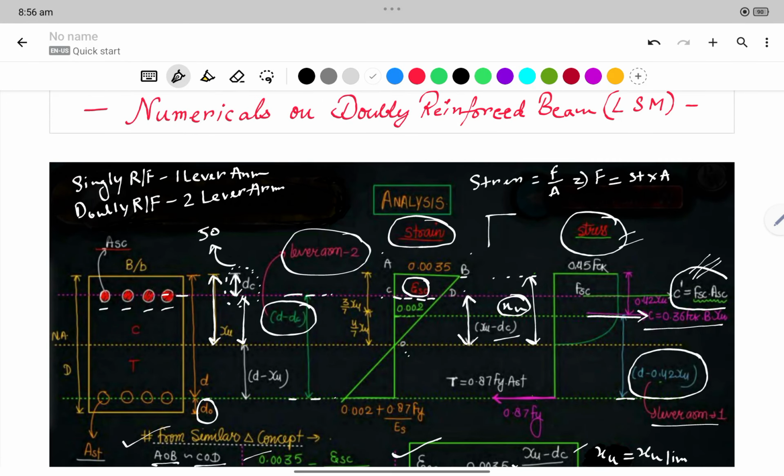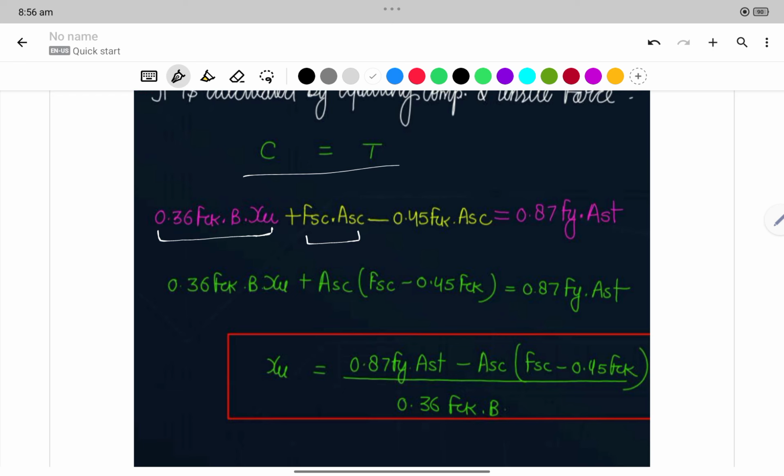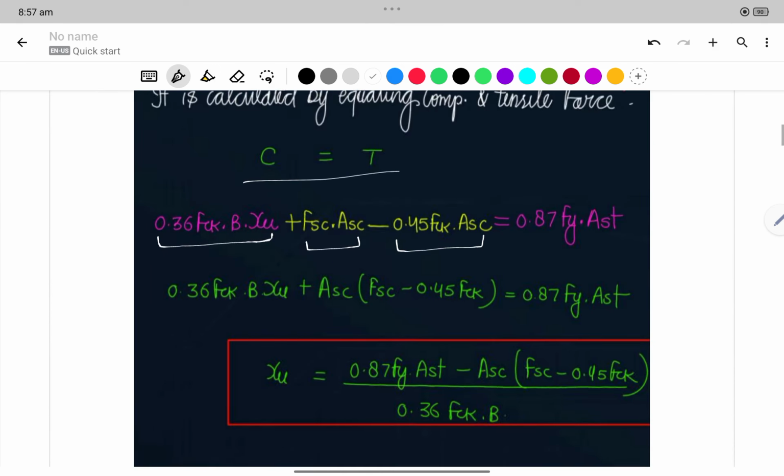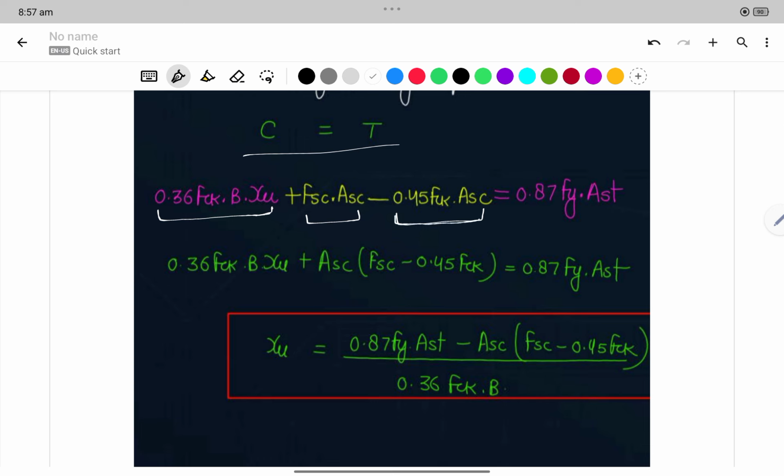Minus, we are subtracting 0.45 FCK ASC. Why are we subtracting it? Because previously this part was fully filled with concrete. When we have entered these rebars, some amount of concrete has been taken out from here and replaced with rebars. So this subtraction is the amount of concrete taken out. And this part is the tensile strength of the steel.